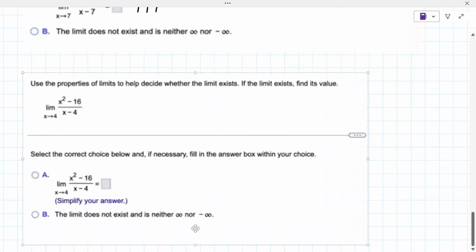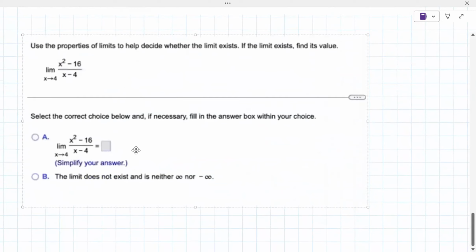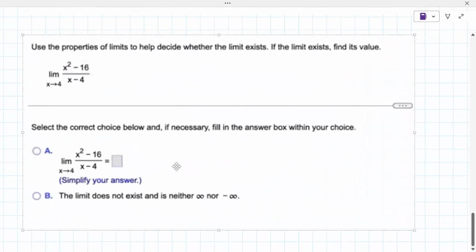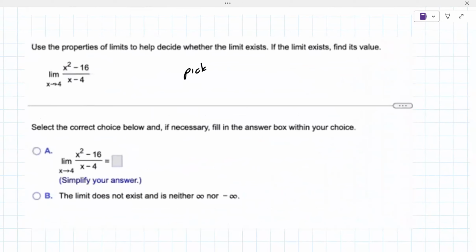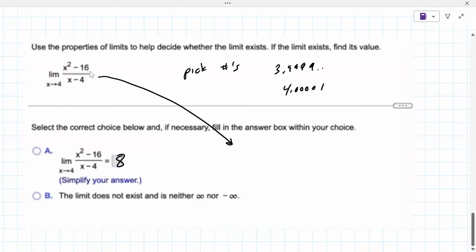So let's say you were on a test and you didn't know what to do here. You would do exactly what you did in the previous problems. You would pick numbers really, really close to 4, like 3.9999, or however many you wanted, and 4.00001. And you would hopefully see the result, like you would figure out that it is 8. But there is an algebraic way to do it, which I will show you as well. But if you're stuck on the test, you can do that.